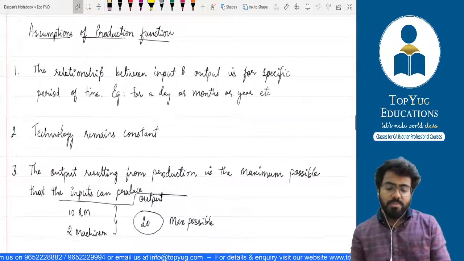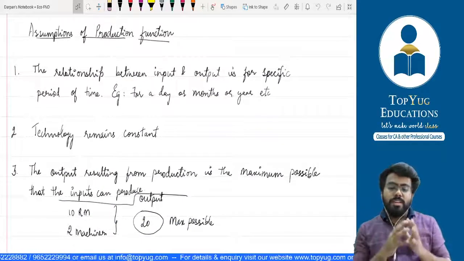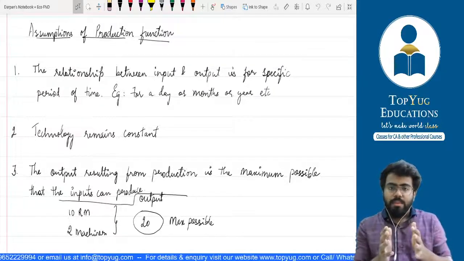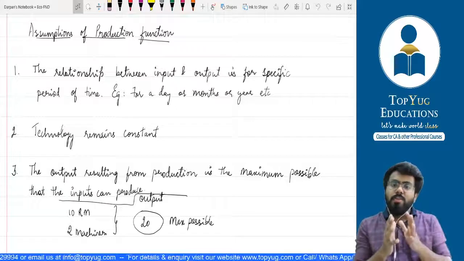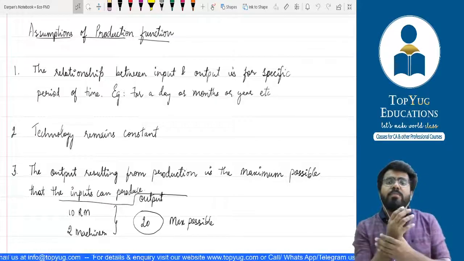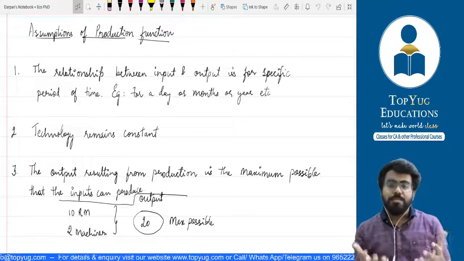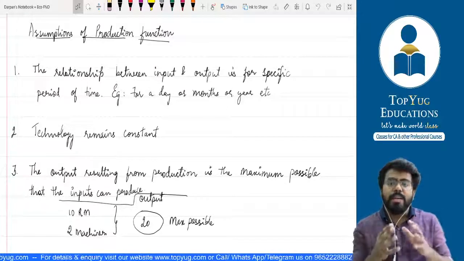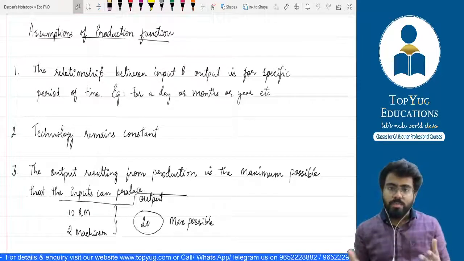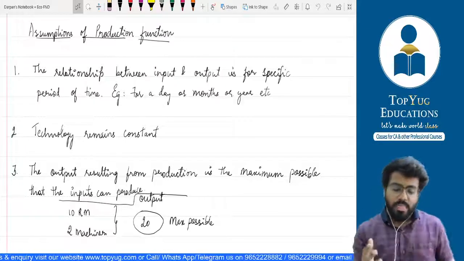There were certain assumptions that we made for this production function. What are those? One is that the relationship between input and output is for a specific period of time, correct? It cannot be said without mentioning time. You cannot say, okay, I'm getting 50 units of output with 10 units of raw material. Where is time? In what time period are you getting these 50 units of output? Is it in 1 week? Is it in 1 month? Is it in 3 months? What is the time period, correct? So you need to define that.